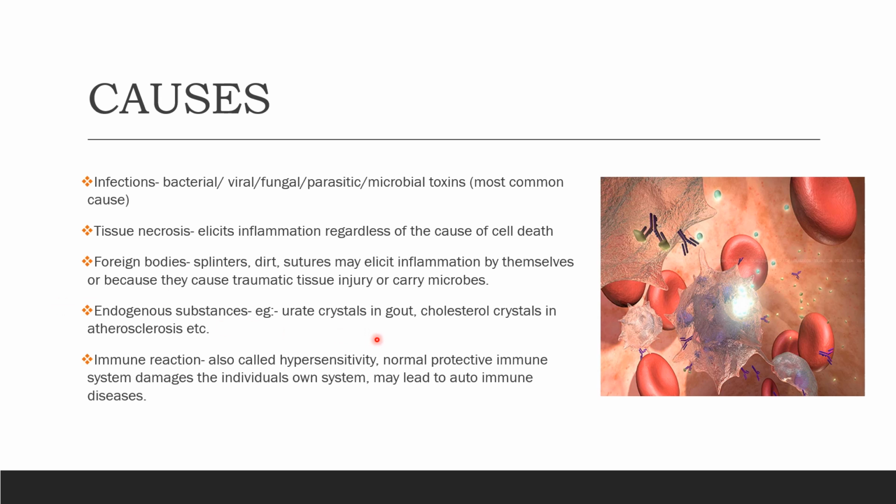Endogenous substances, for example, urate crystals in gout and cholesterol crystals in atherosclerosis. Immune reactions, this is also known as hypersensitivity. They actually have a normal protective immune system, but this immune system attacks the individual's own system, and this might cause autoimmune diseases.